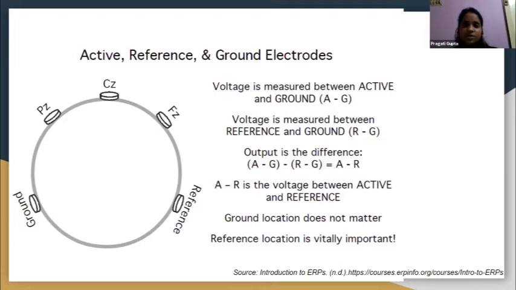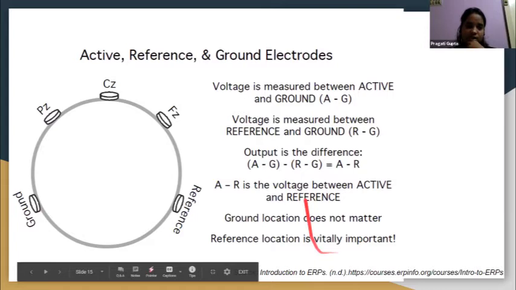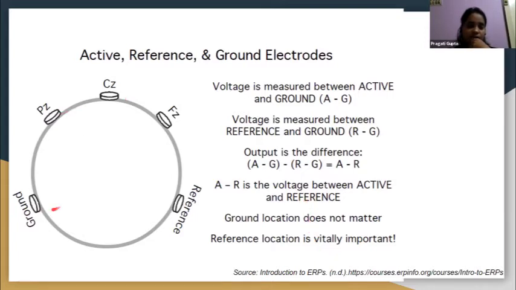Voltage here is measured between active and ground. In this diagram, voltage is measured between active and ground, that is A minus G, and voltage is measured between reference and ground. So basically, when we record an EEG, we have active electrodes, a ground, and a reference. These are active electrodes, FZ, CZ, PZ, and one is ground, one is reference.